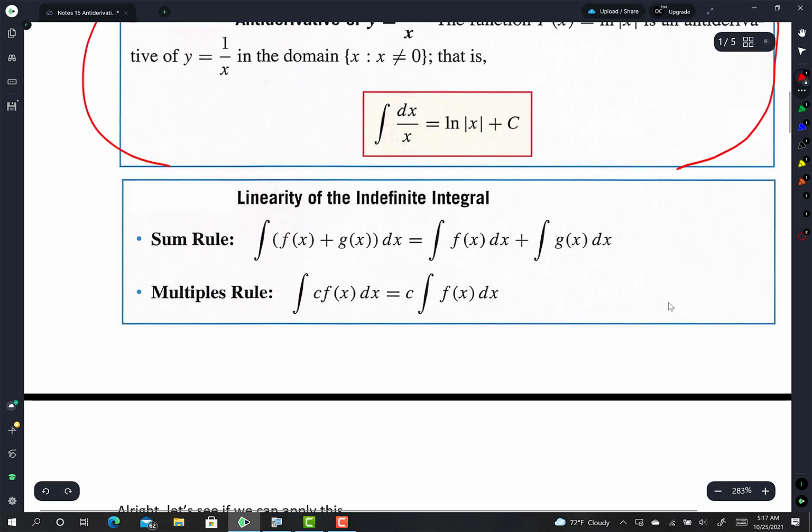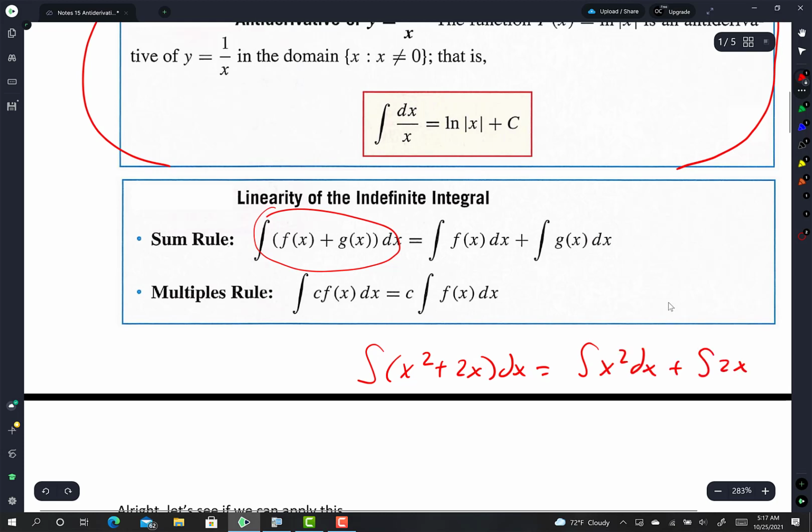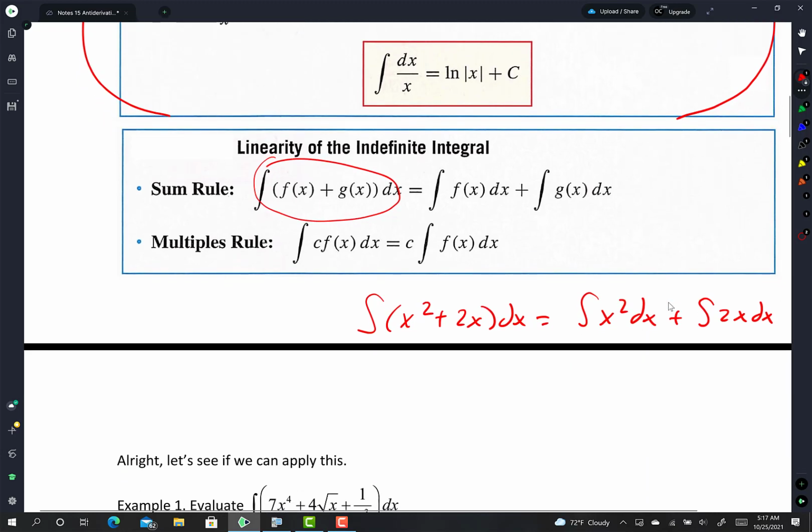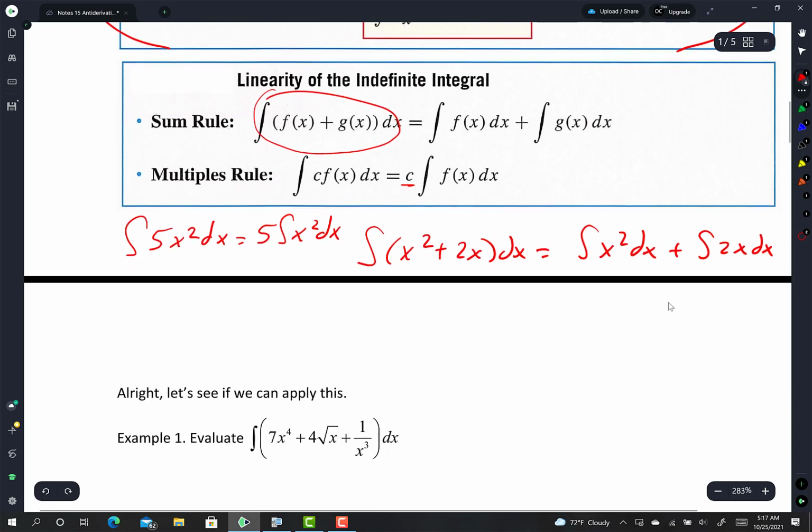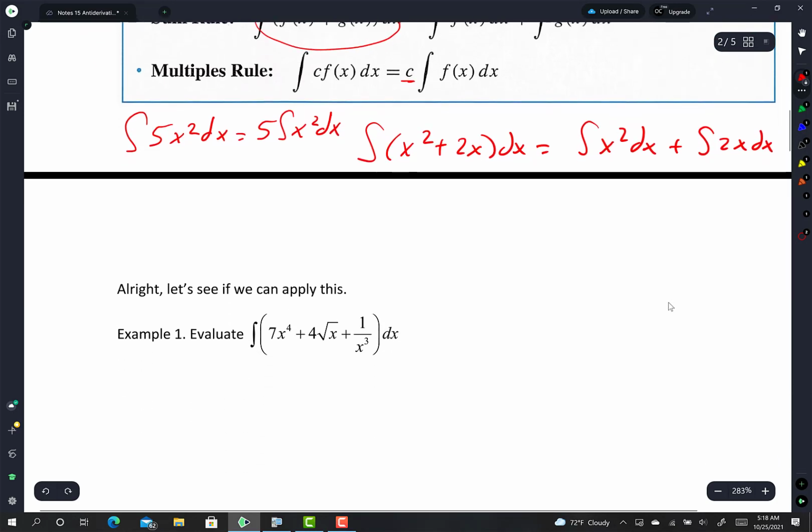And then these rules here are the same as your limit rules, guys. What it's saying is if I have the integral of x squared plus 2x dx, I can split that up into the integral of x squared plus the integral of 2x. That's all it's saying. And if I have a constant, I can pull it out just like with limits. So if I have an integral of 5x squared, you can, if you want, pull the 5 out. With this one, you probably wouldn't, but you can if you want. Of course, that will help out with more advanced functions when we get there.